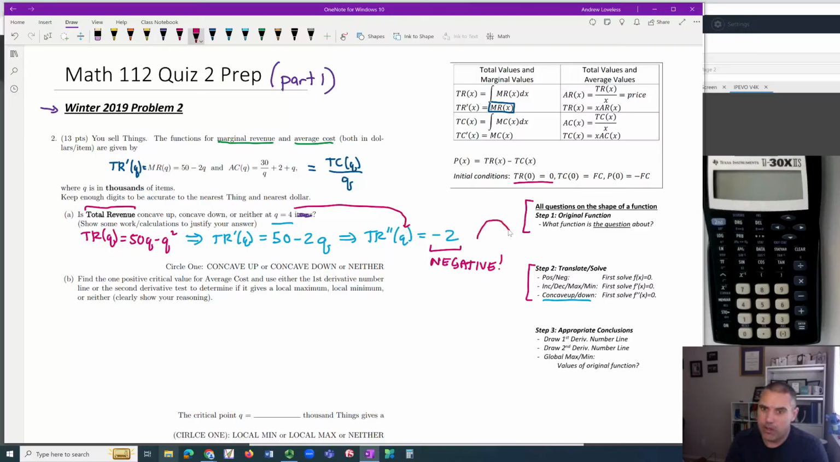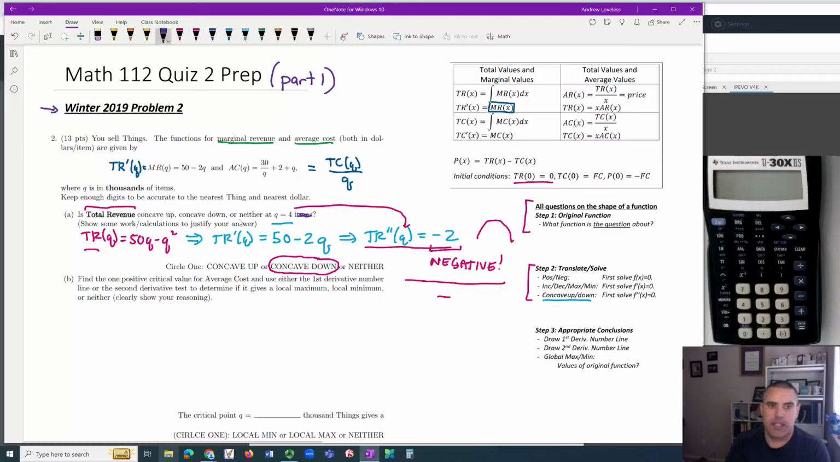That means it's always concave down. That means it's part of a frown. Now we should know that because it's a parabola. So there's lots of reasons we would have known this. But the fact that the second derivative is negative tells you it's concave down. So there's an example of reading what the question was about. It was about total revenue. Seeing that it was about concave up and concave down, so we took two derivatives of total revenue, and then seeing if it was positive or negative. That was the appropriate conclusion. This time I did not draw the number line because it wasn't asking me for the entire everything. In this case, if you drew the number line, it's always negative. So it's always part of a frown.